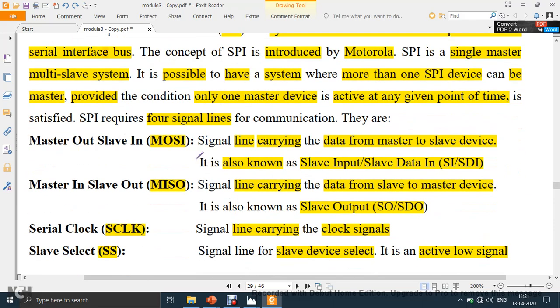So it has four lines. What are the lines? MOSI, which is master out, slave in. What is this used for? As the name itself indicates, whenever the master wants to send data to the slave, this is the line that is used. Master out, so master is sending the data out, and slave is receiving the data in. Here, the signal line carries data from master to slave device. It is also known as slave input or slave data in. Okay, it is SI or SDI, both are the same.